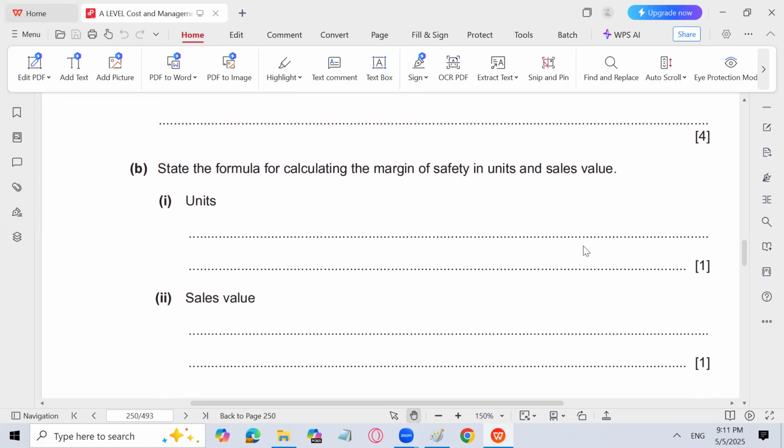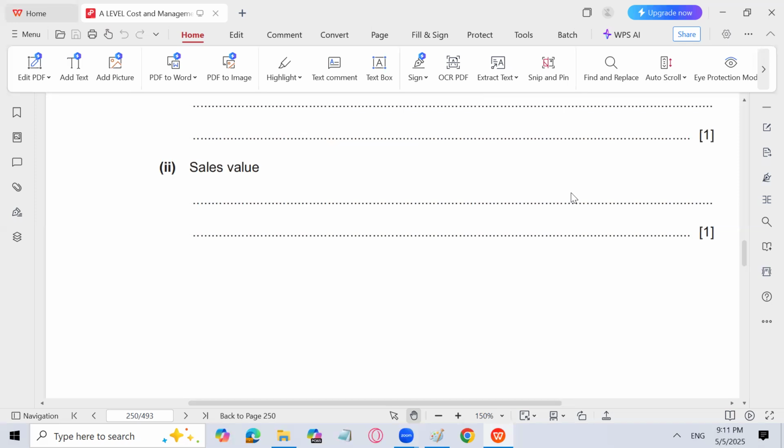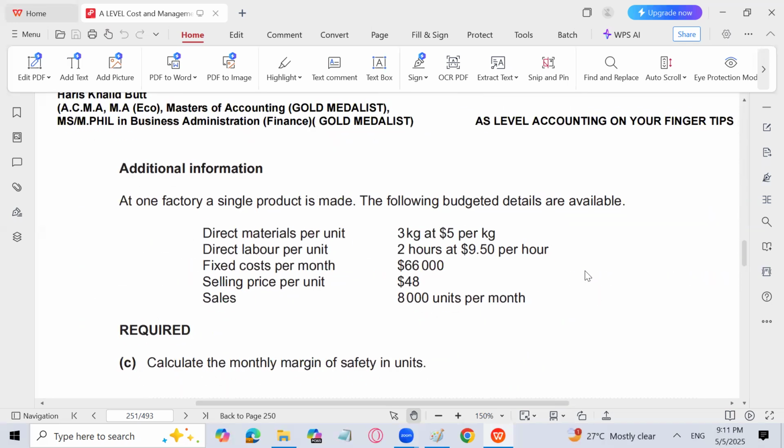The sales value is written below, so I have already told it to you. Next question, additional information. At one factory, a single product is made. The following budgeted details are available. Direct material per unit 3 kg at the rate of 5. 3 into 5, that will be 15. Direct labor per unit 2 hours at the rate of 9.5. That will be 19. Fixed cost per month 66,000 in total. Selling price per unit 48. Sales 8,000 units per month.